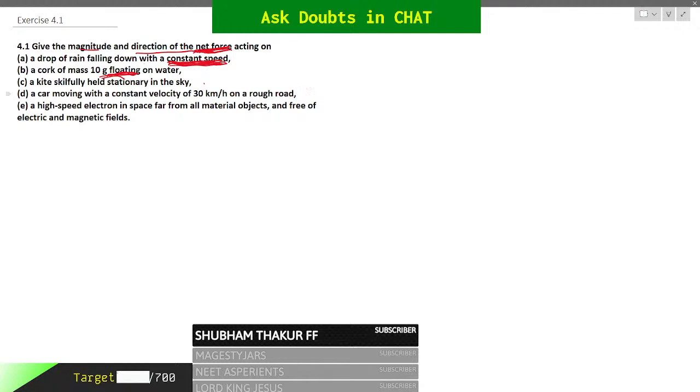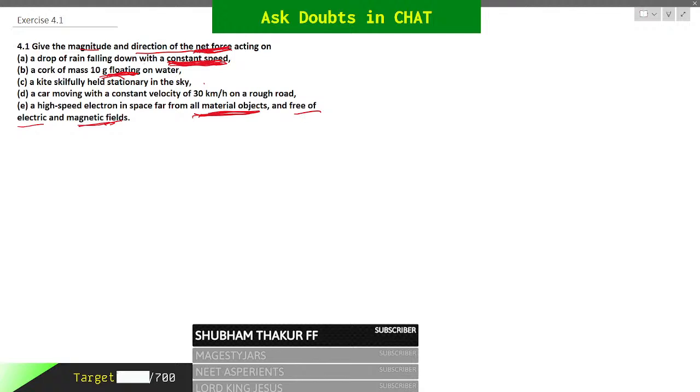In the fourth scenario, we have a car moving with a constant velocity of 30 km per hour on a rough road. Again, the body is moving with a constant velocity, so the net force is 0. In the fifth option, we have a high speed electron in space far from all material objects, free of electric and magnetic fields. There is no gravitation acting on this body, and no electric or magnetic field acting on it, so it is experiencing 0 force.